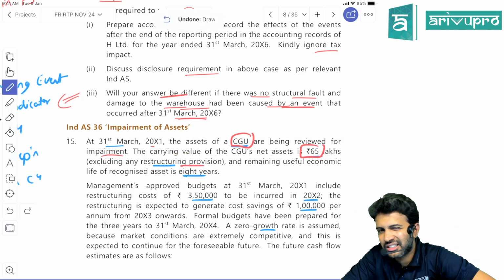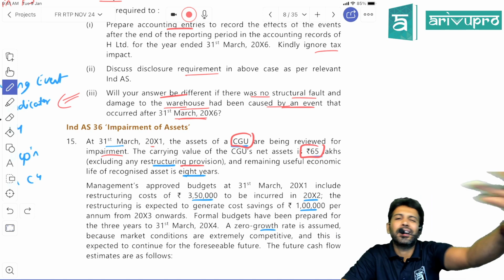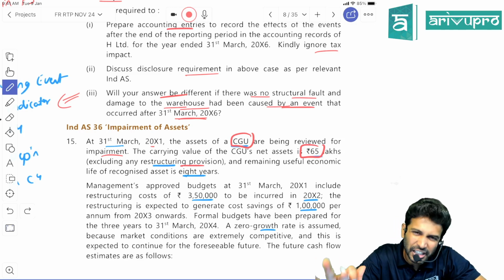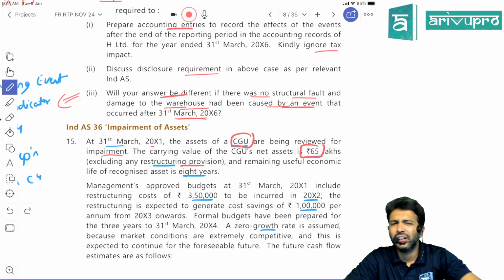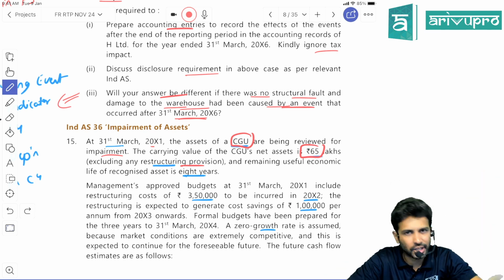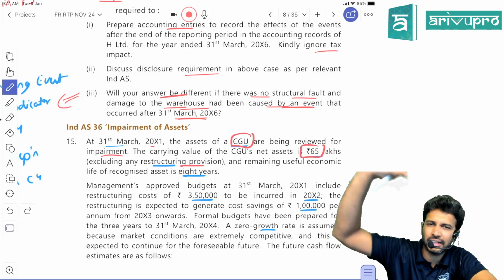We've studied Ind AS 37, no? Restructuring provision, like what? If you're planning to fire any employees, if there is any change in the management structure, planning to sell off any division, all that we may call restructuring. For committed cost of restructuring where a constructive obligation has arisen, can you recognize the restructuring provision? Yes, that is as per Ind AS 37.